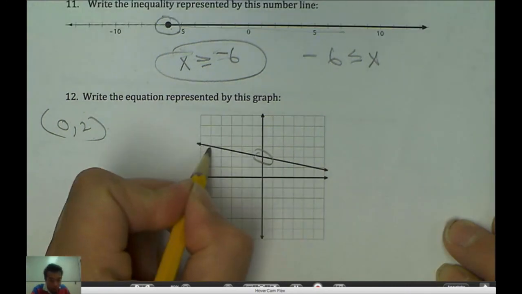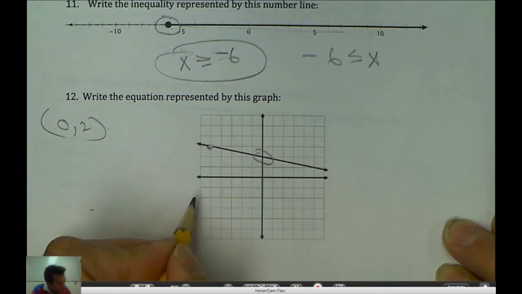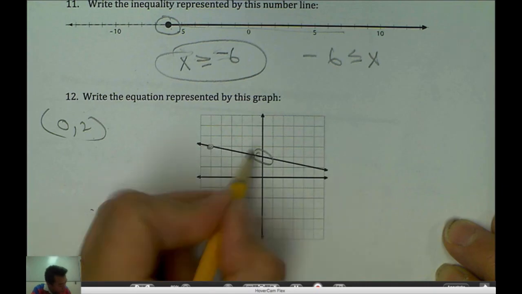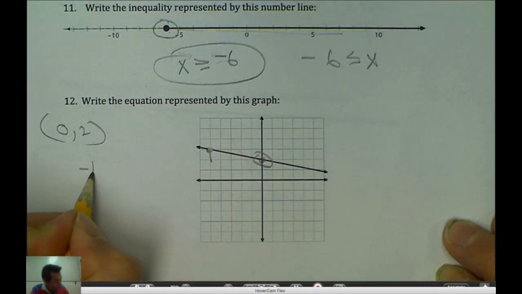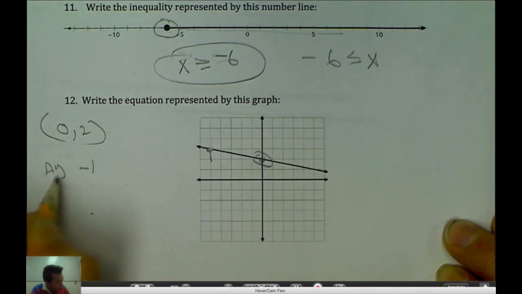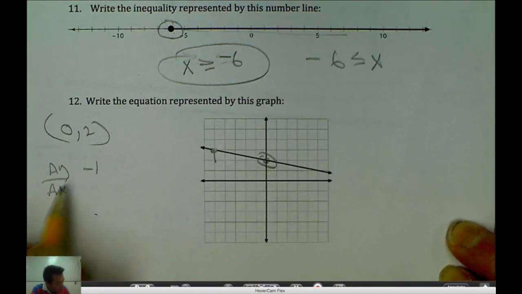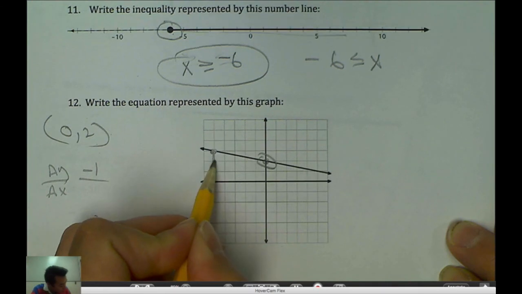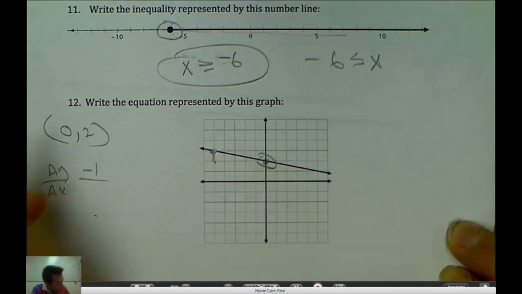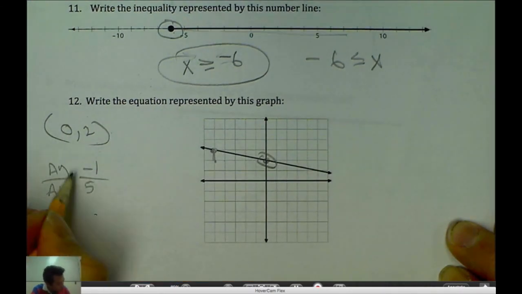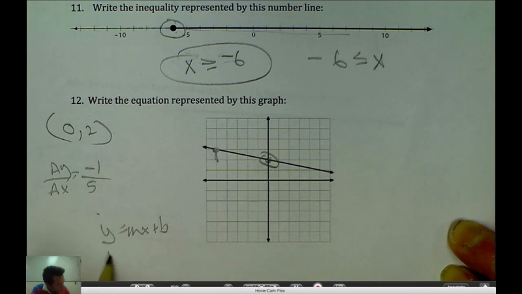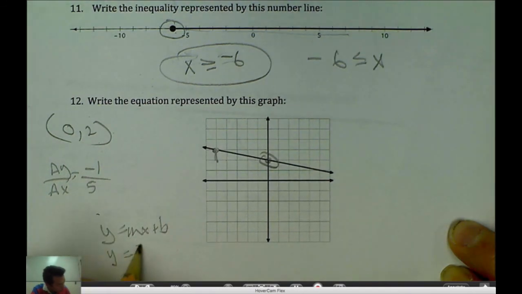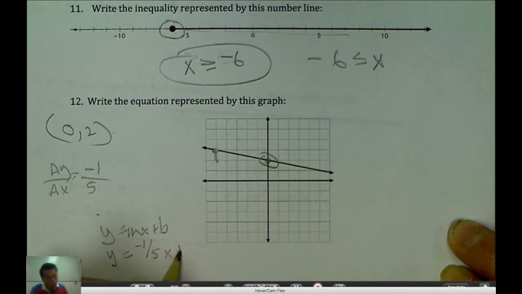Next, I'm going to find my slope, given any points that I know for sure. That is something I know for sure. And then that is something I know for sure. So I go down 1, so that's -1. Change in y over the change in x. So going down 1 and then 1, 2, 3, 4, 5. So that's my slope. So put it all together. Y is equal to mx plus b. Y is equal to -1/5 x plus 2. And there is my slope-intercept form.